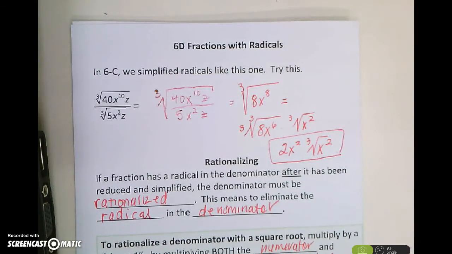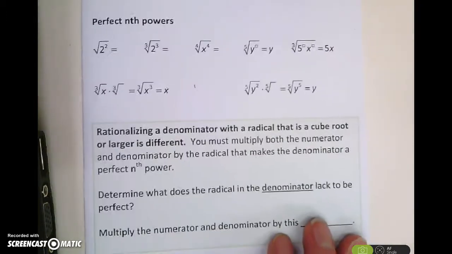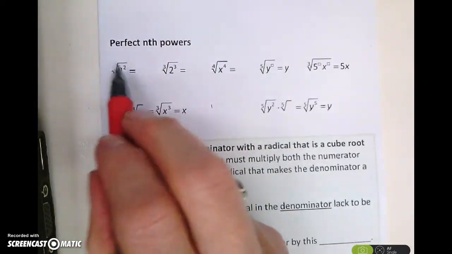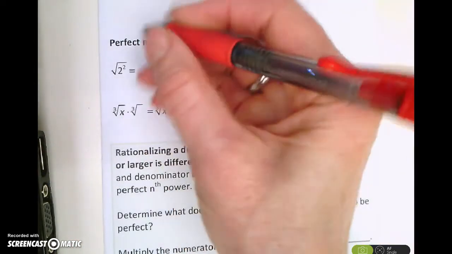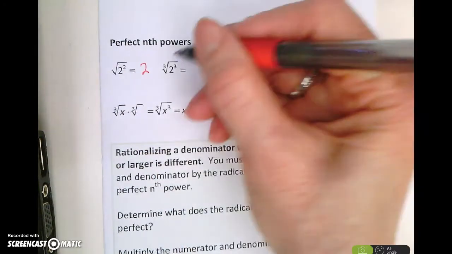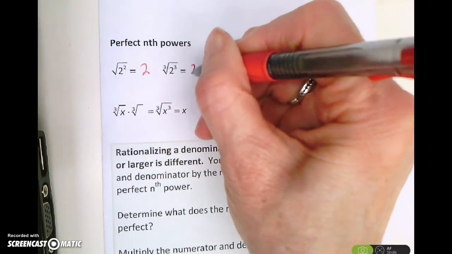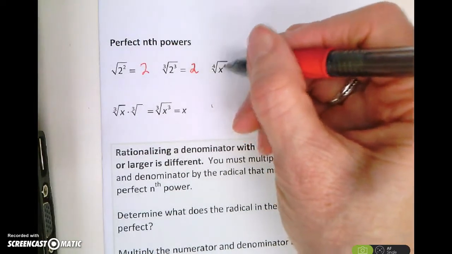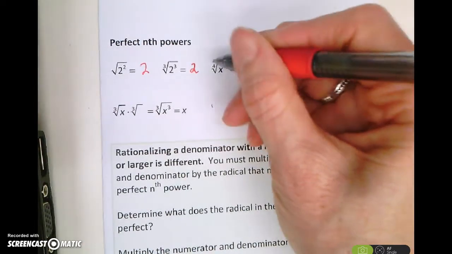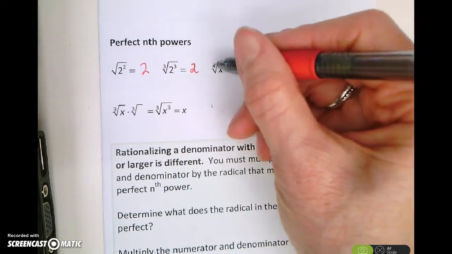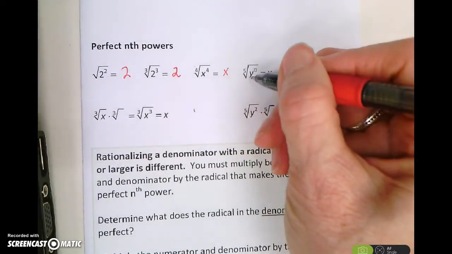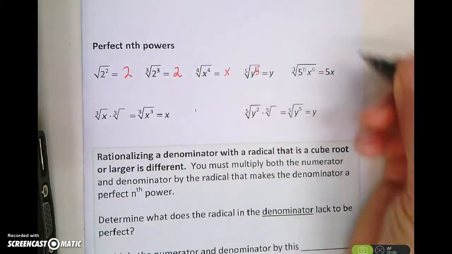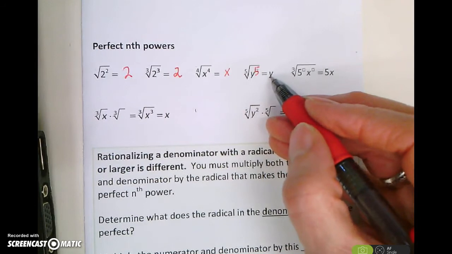Okay, now we're going to be continuing the 6D video on fractions with radicals, and we'll flip over to this side. A perfect nth power is something where when I take the square root of 2 squared, so the square root of 4 is 2, I get the same number back. The cube root of 2 to the third is 2. The fourth root of x to the fourth is x. These are perfect powers because I can simplify them totally and be left with no radical. So the fifth root of y to the fifth then would give me y.